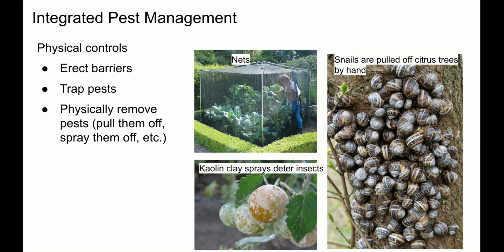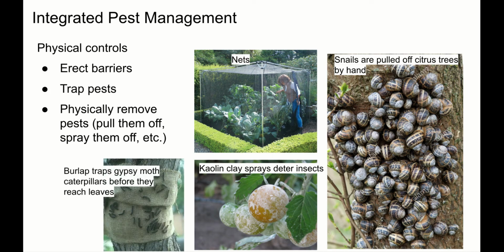Like, we can spray a thin layer of kaolin clay, just sprayed on apples here, that will deter insects and prevent them from comfortably landing on the fruit. When insects do land, the kaolin clay will irritate their leg hairs and they will fly off immediately and they won't eat our fruit. This is a cool technique. We can use burlap wrapped around a tree to trap gypsy moth caterpillars that are crawling up the tree before they reach the leaves and eat all of our leaves and set up shop there.